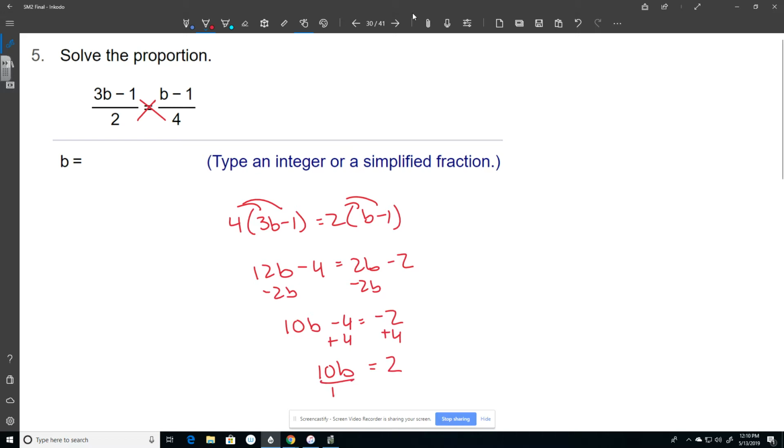And when you divide by 10, that's going to equal 1/5. Make sure some of the answers come out as integers, regular numbers. Sometimes they're fractions. Just make sure it's simplified as much as it can be. So for this example, it would be 1/5. On your paper copy, your question, I think, comes out to be a whole number, an integer.